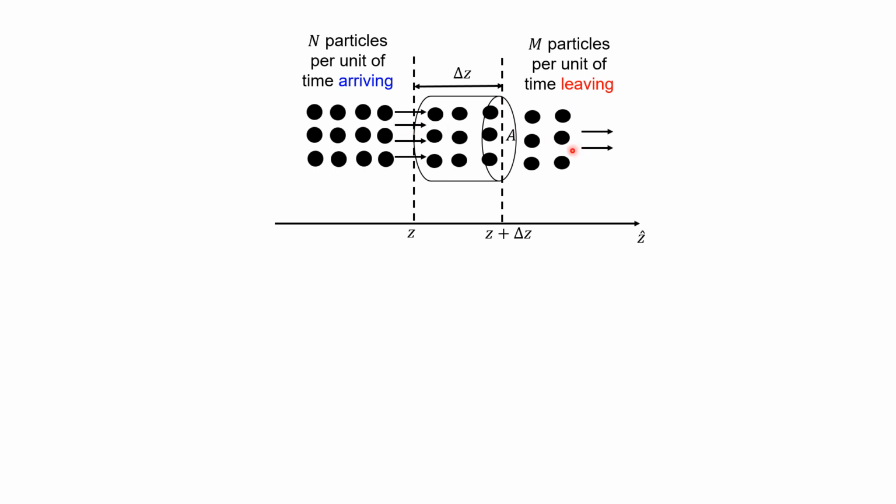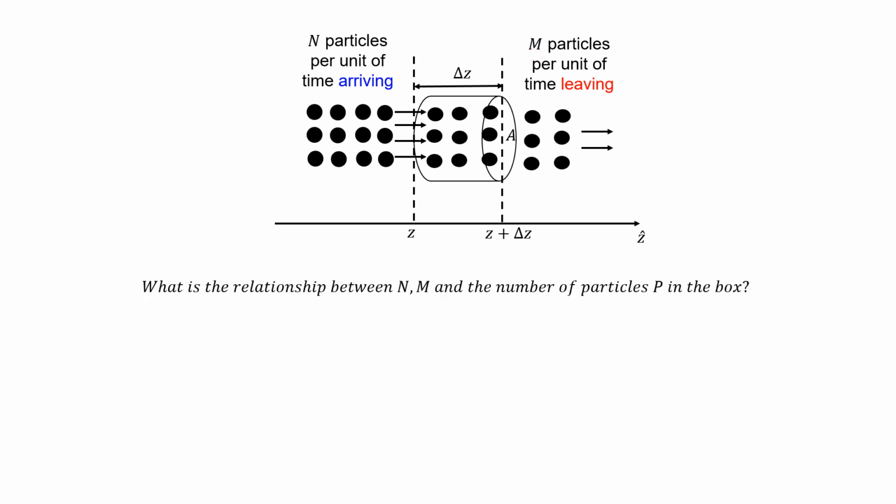And in this lecture, it does not matter what kind of current that is. It does not matter if it's drift current or if it is diffusion current. All that matters is that there are n particles arriving per unit of time and m particles leaving per unit of time. And in this lecture, we want to answer the question, what is the relationship between the flux n, the flux m, and the number of particles, which we will denote with the letter P, in this little cylinder?